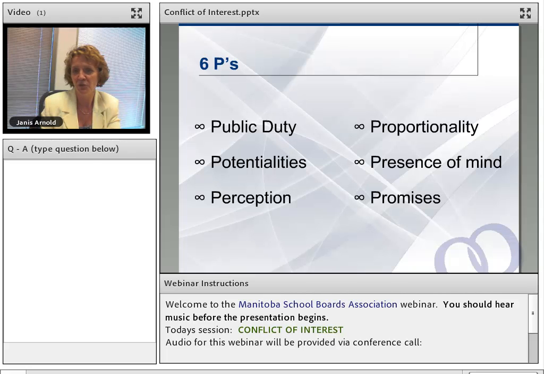I talked earlier about doing a walkthrough or a discussion of possibilities. Does it smell off? Then there's perception. Remember, perception is important. How will my involvement in the decision or action be viewed by others? Proportionality. Does my involvement in the decision appear fair and reasonable in all circumstances? This is the reasonable person test.